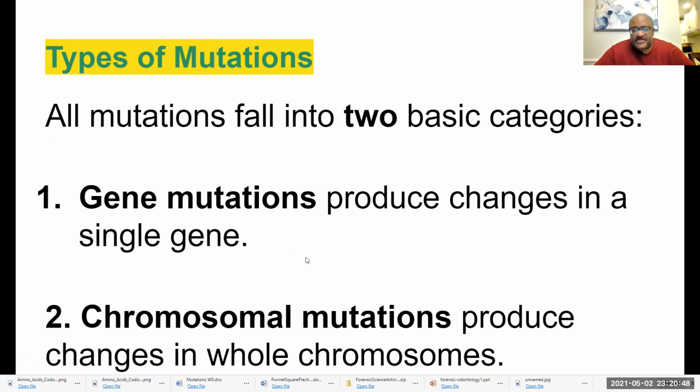There's gene mutations, mutations in a specific gene that produce changes in the gene, and chromosomal mutations, which produce changes in the whole chromosome. And you've got to understand, you have 46 chromosomes. If one chromosome is defective, the entire organism, the entire person, can have very serious ramifications.